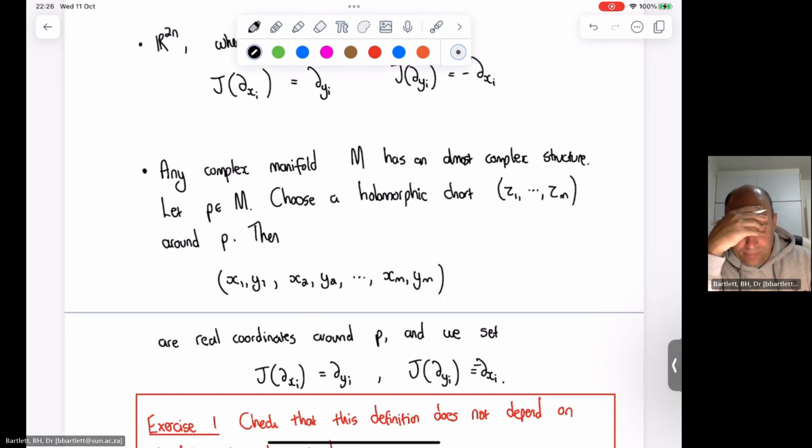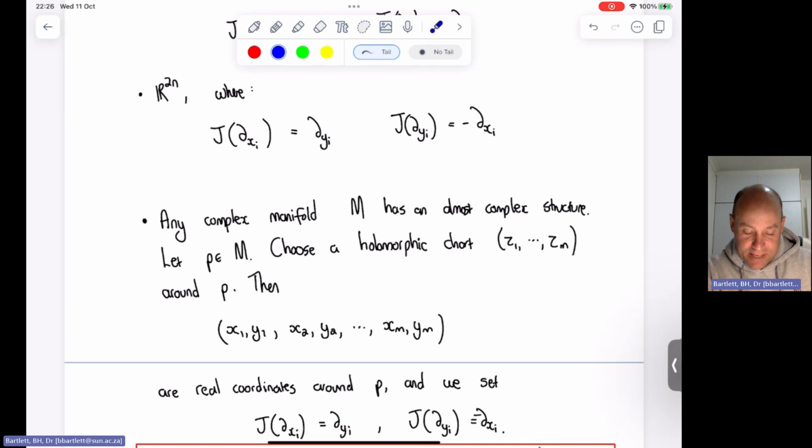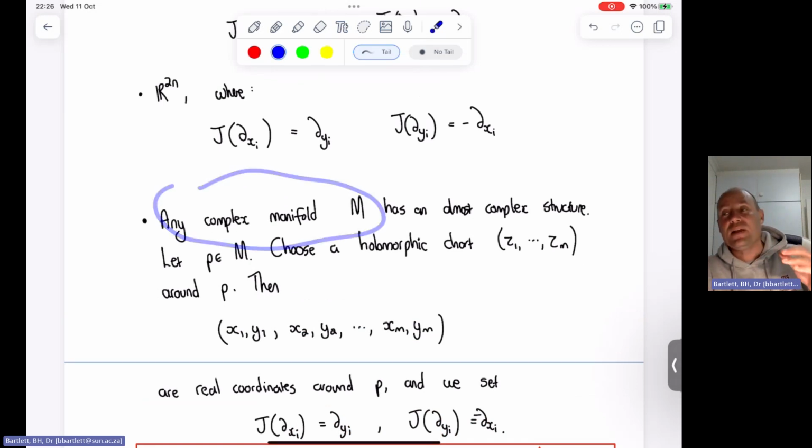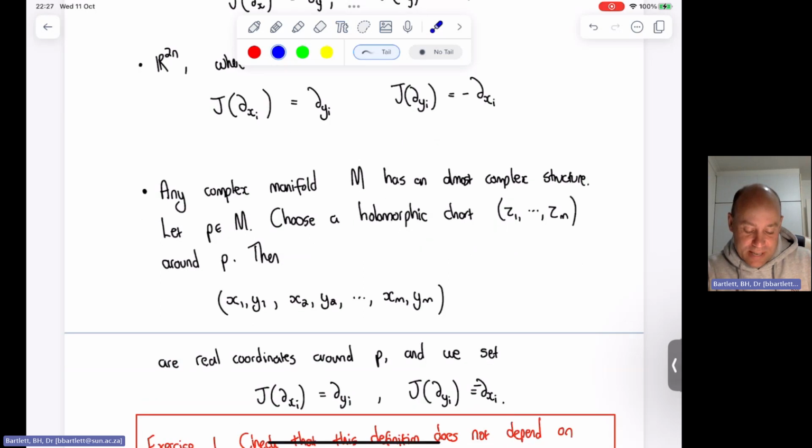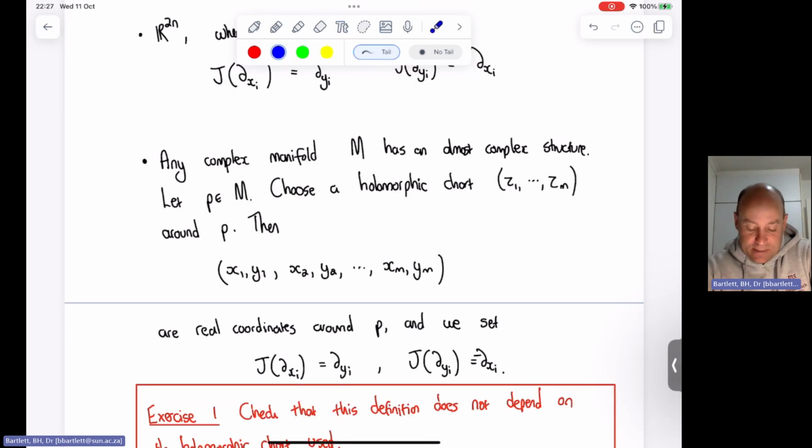So what I am saying is, if you've got an m-dimensional complex manifold, then underlying that you also have a 2m-dimensional smooth real manifold. And on those tangent spaces, you can send del xi to del yi and del yi to minus del xi. That's going to give you this operator on the tangent spaces which squares to minus the identity.